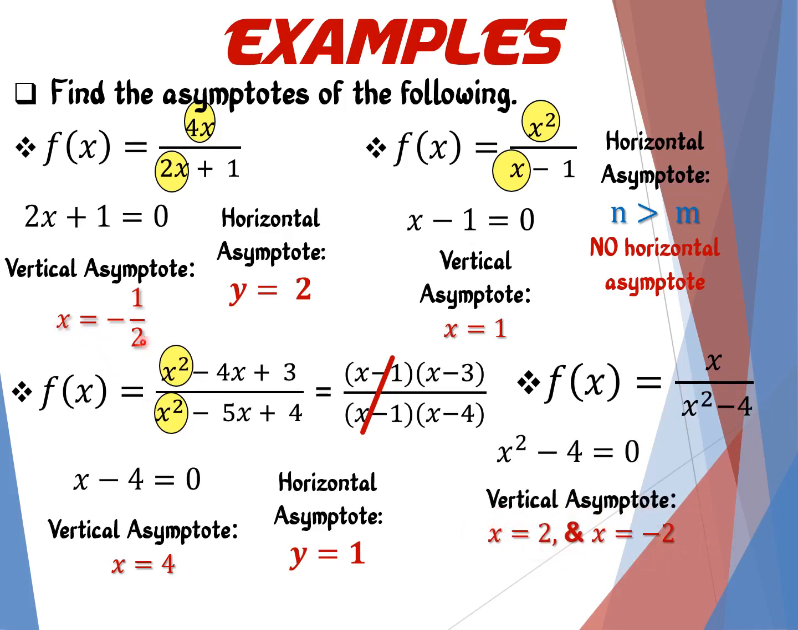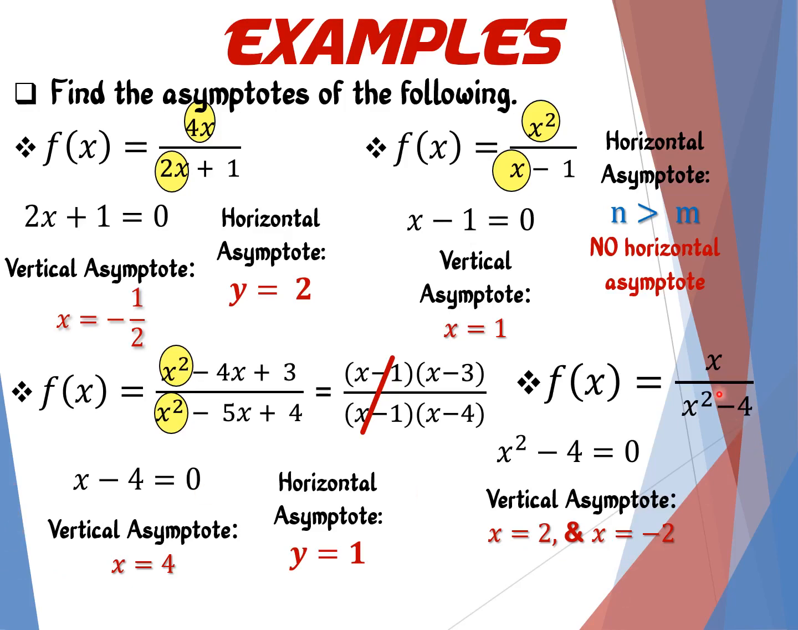Now the vertical asymptotes, remember guys, are the values of x that will make the rational function undefined. Okay? So the vertical asymptotes are also the points or the values of x that will make the function undefined. That's why your graph will have a break or a gap.